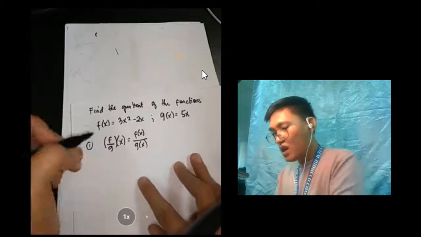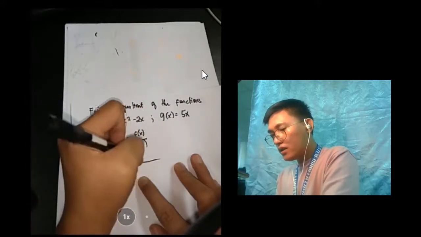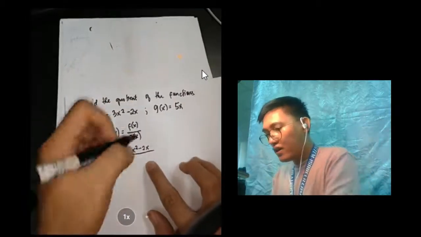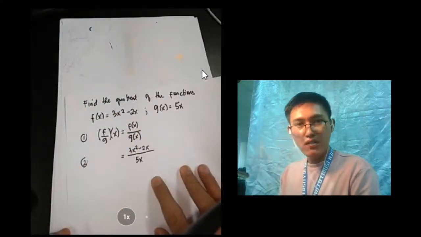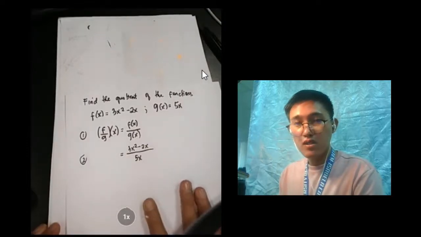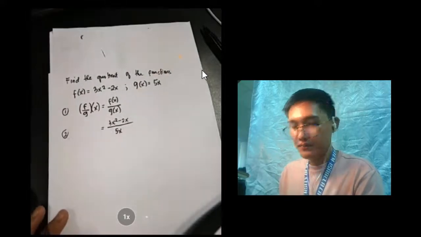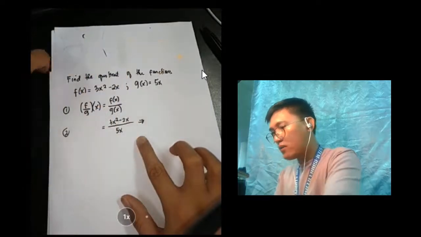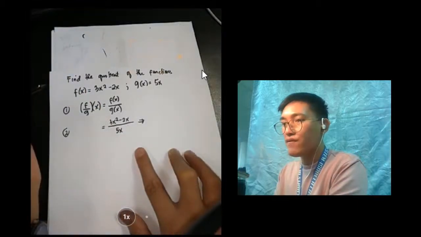In step 2, we'll get 3x squared minus 2x over 5x. What we did in the previous illustration, we did the common factoring. So this part we will also do the same, common factoring. What is common here should be taken outside. Let's say this part, 3x squared minus 2x, we have the same term, which is x.